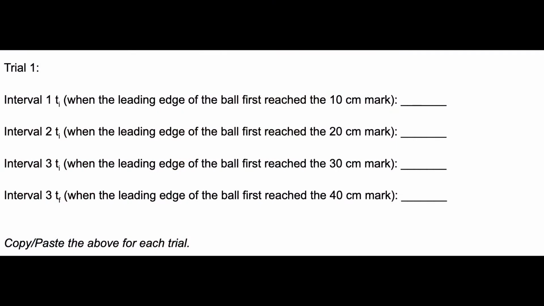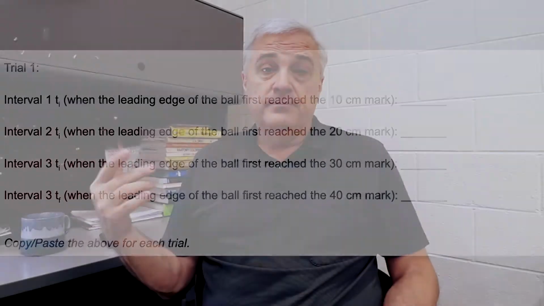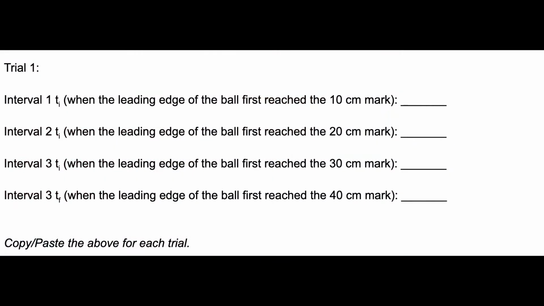One thing that's very important when you're rolling the ball and timing it is that you want to capture the same point of the ball as it crosses each of the intervals. So you don't want to use the top of the ball for the first interval mark and the front of the ball for the next. You want to use the front of the ball for the whole thing. So when the front of the ball reaches the 10, that's going to be what we call interval 1 initial time, T sub I. And so what you're seeing right now is from the lab template.